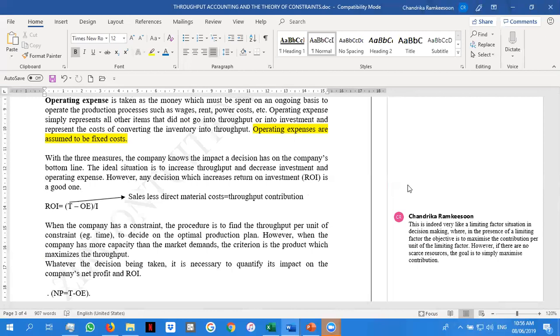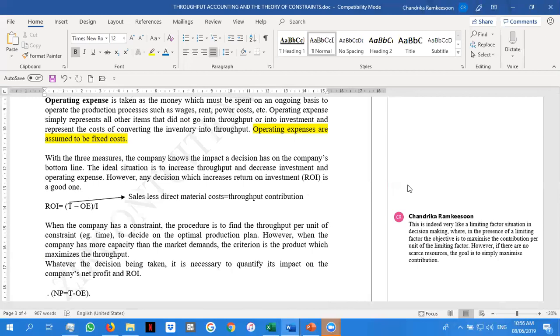So just reading on, with the three measures, the company knows the impact a decision has on the company's bottom line. The ideal situation is to increase throughput and decrease investment and operating expenses. Well, of course, that makes sense because remember again, throughput, which is throughput contribution, is sales less direct material cost. Now, the bottom line of the company is profit.